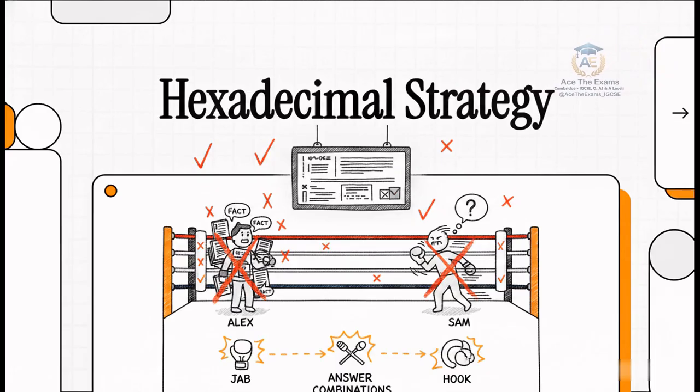Right next to Alex is Sam. Sam is the rusher. Sam sees a tricky topic, immediately panics, writes down a one-sentence, incredibly generic response, and completely misses the command word requirements. When we look at both of their past papers side by side, it is just a tragic sea of red pen marks. 0 marks for context, 0 marks for application. All that hard work, totally wasted. Well, today, we are going to fix that forever.